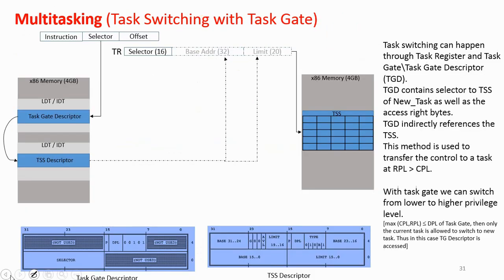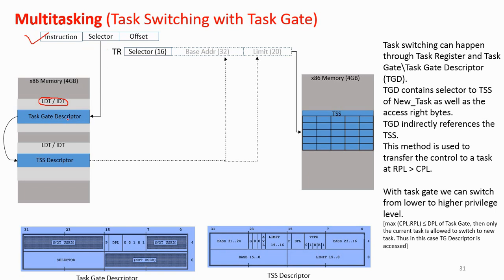Okay, so up till now we have discussed task switching without a task gate. Task switching happens without a task gate if RPL is equal to CPL, but if RPL is greater than CPL, then the task gate will come into the picture. The whole thing will remain as it is, only task gate descriptors come into the picture now. So here the instruction has a selector and offset field. The selector in the instruction will select the task gate descriptor from the local descriptor table or interrupt descriptor table. If it is the interrupt descriptor table and an interrupt occurs, then the task gate descriptor from the interrupt table will get selected.